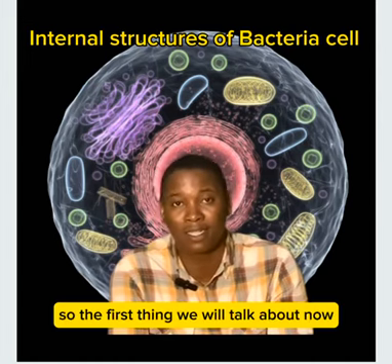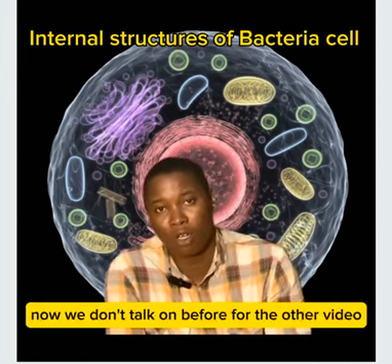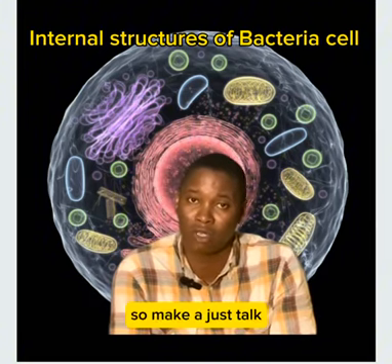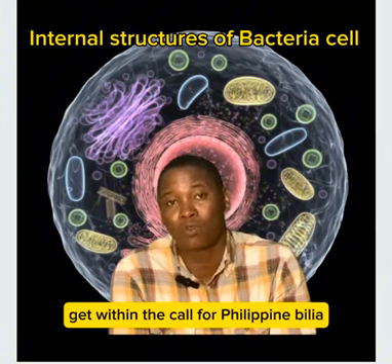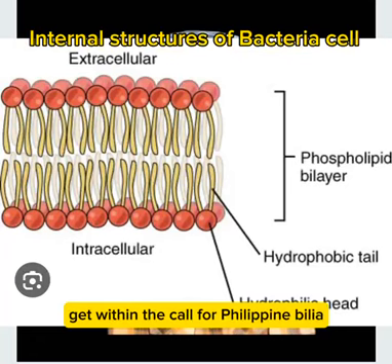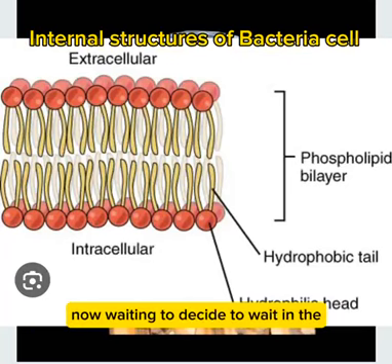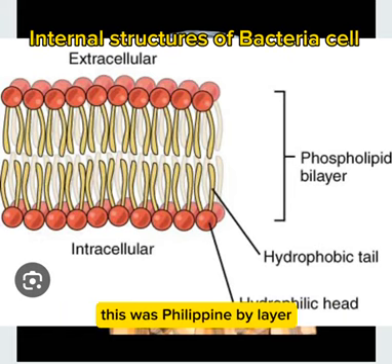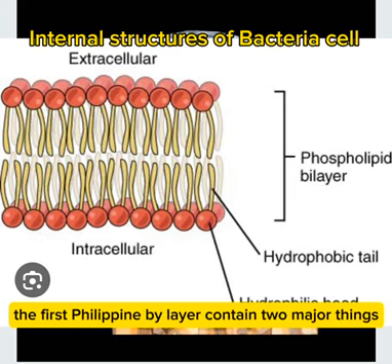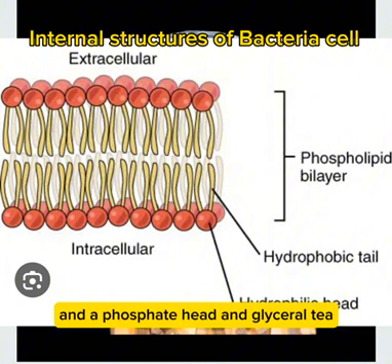If you enter inside the bacterial cell, the first thing we will talk about is the cytoplasmic membrane. We didn't talk about it in the other videos, so let me just say this cytoplasmic membrane has what they call a phospholipid bilayer. Now what is this phospholipid bilayer? The phospholipid bilayer contains two major things: a phosphate head and a glycerol tail.